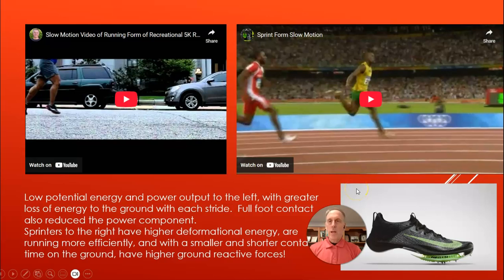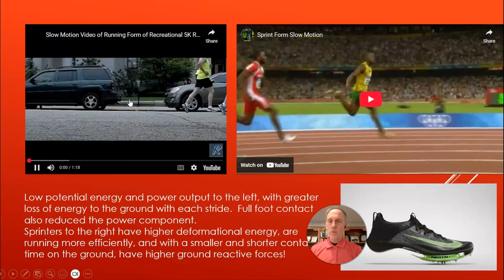A good way to describe yield is to look at low potential energy and power output on the left, with greater loss of energy into the ground with every stride. The foot contact is also reducing the power component because it's a full foot strike, and they're running with long levers. And it's very vertical, right? Sprinters on the right have high deformational energy and are running more efficiently, with a smaller contact patch on the ground, which means less time on the ground, which incorporates that power component we've talked about before. As a result, because of Newton's laws, we have higher ground reaction forces.